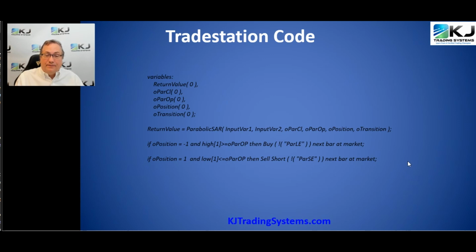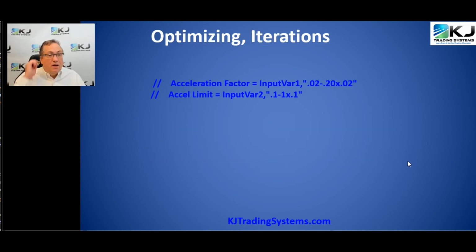Here it is. This is it. Again, TradeStation has a function. It's called Parabolic SAR. I just use that, and if certain conditions are met, then I buy, and if the reverse, I sell short. Pretty simple. Two variables or inputs that I optimize: an acceleration factor on the parabolic calculation and a limit on the acceleration.